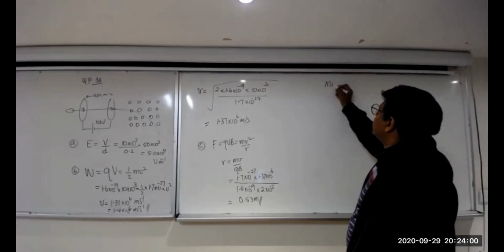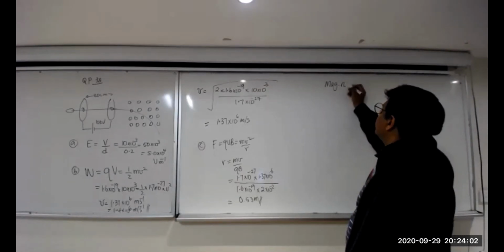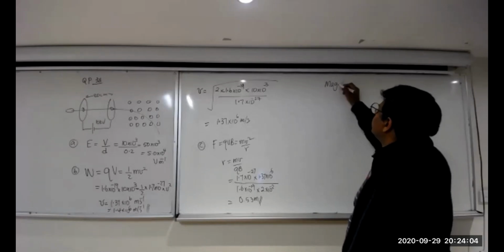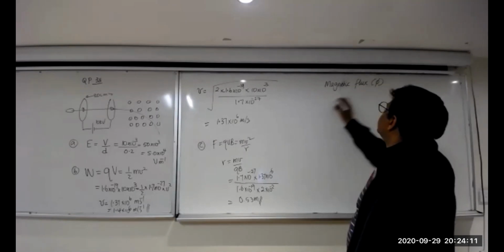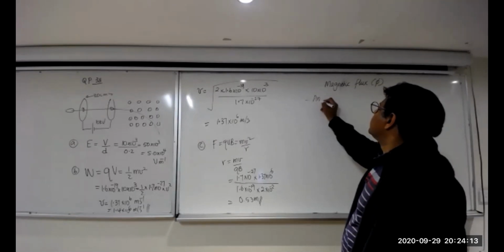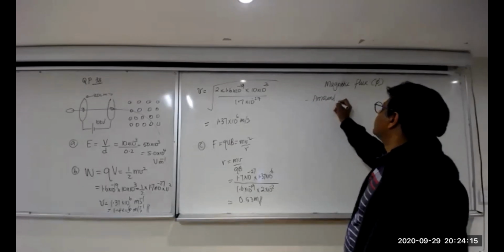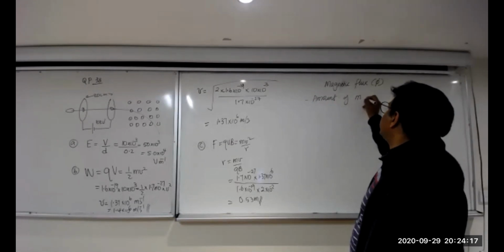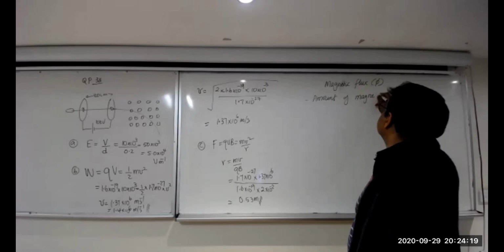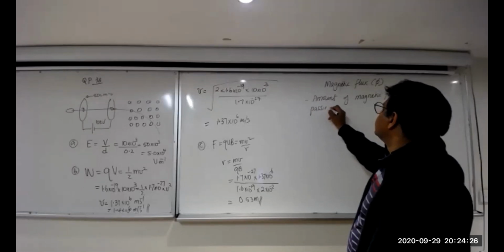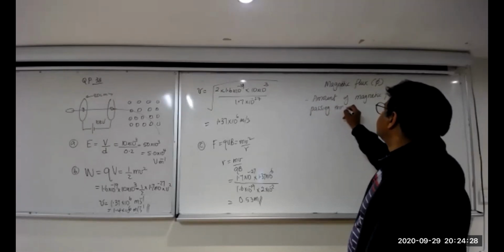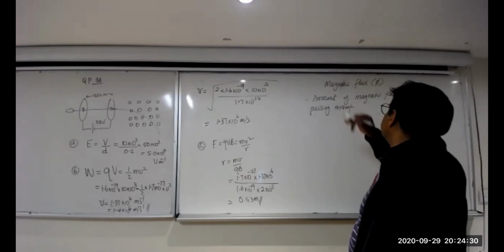So magnetic flux is just the amount of magnetic field passing through a certain area.